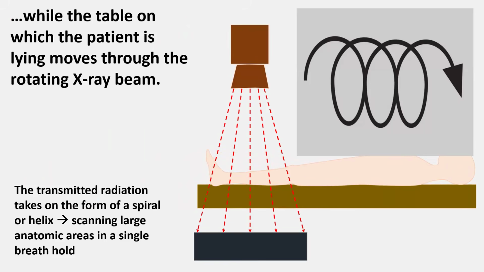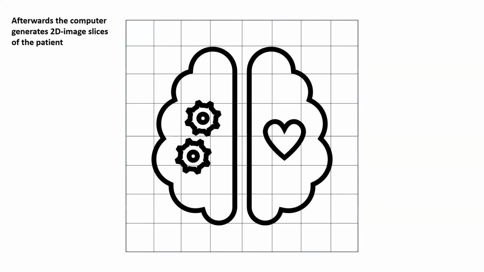This is how current generation CT machines work, and this allows us to scan a large anatomical area in a single breath hold. It's a way of scanning very quickly, because in the old days, a scan was made slice by slice. This is no longer the case with current generation CT scanners. Now, what interests us the most is the image, but it's good to have an idea on how this image is created. So afterwards, the data is analyzed by the computer, and two-dimensional image slices of the patient are created.